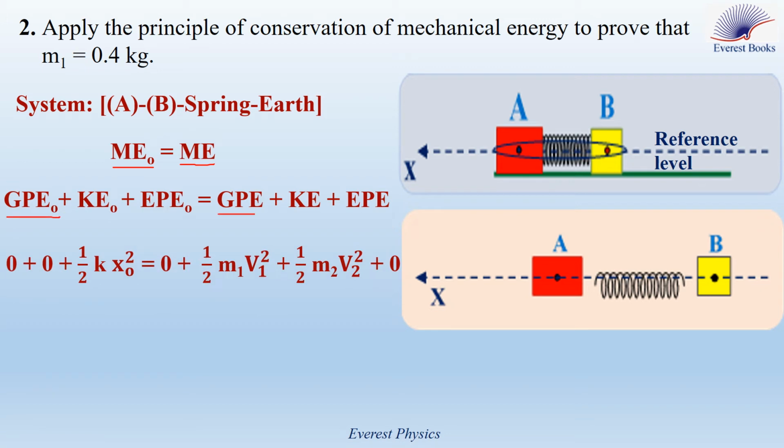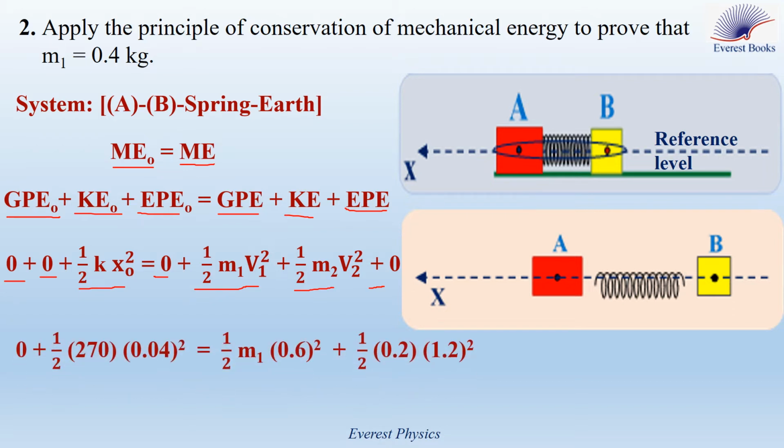GPE0 and GPE are both 0 because the centers of mass of the two blocks are at the reference level. KE0 is equal to 0 because the system starts from rest. EPE0 is equal to 1/2 k x0 squared. KE final is equal to 1/2 m1 v1 squared, the kinetic energy of block A, and 1/2 m2 v2 squared, the kinetic energy of block B. And EPE is 0 because when the blocks are ejected, the spring returns to its natural length.